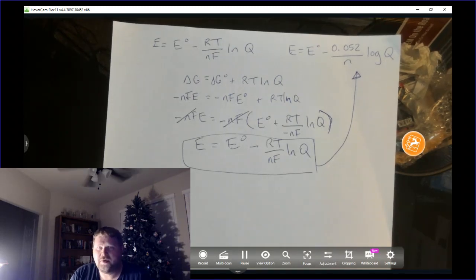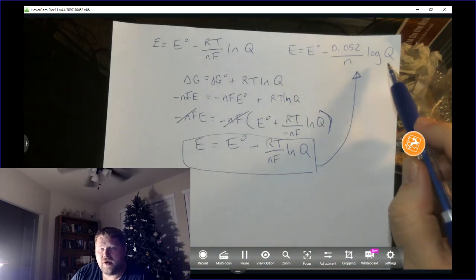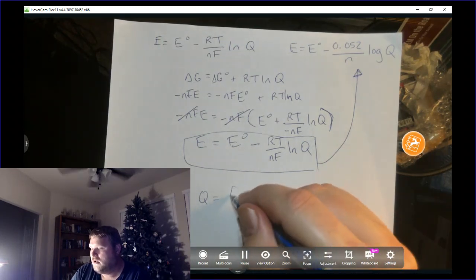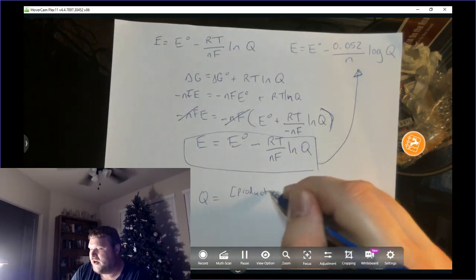People like that one just because you don't have to write as much. So remember here that Q is going to be products over reactants, just like it has been for, well, I guess several months now.